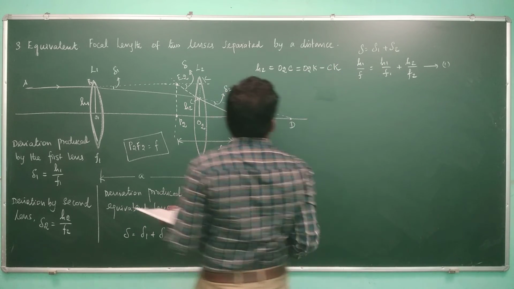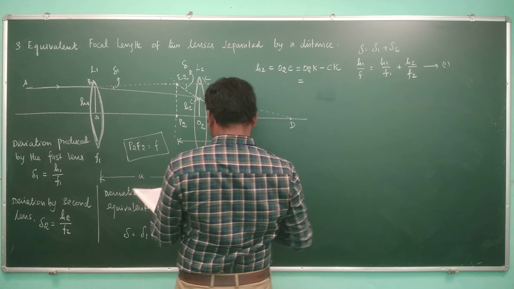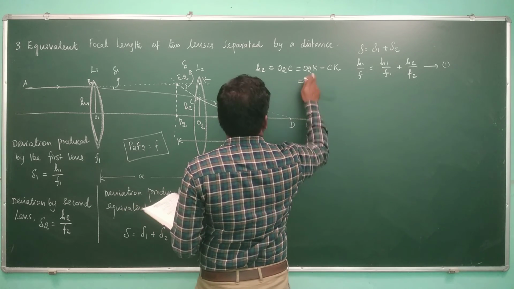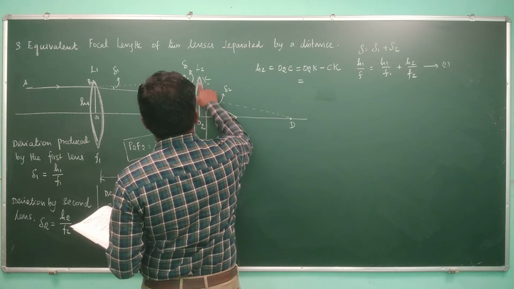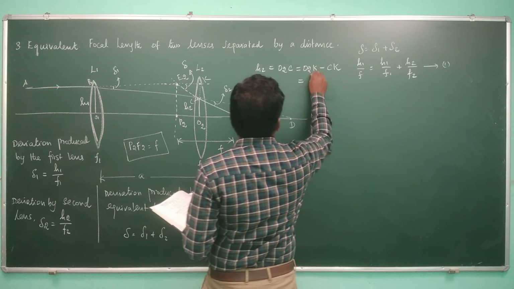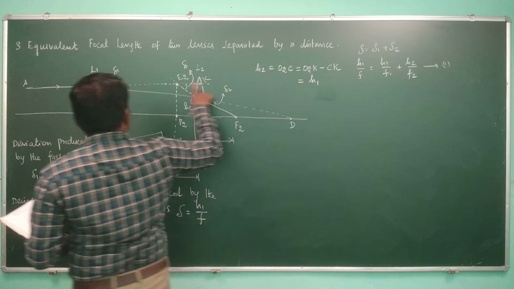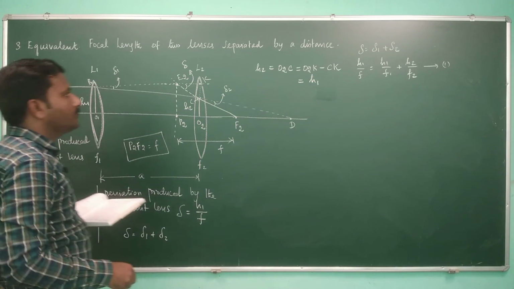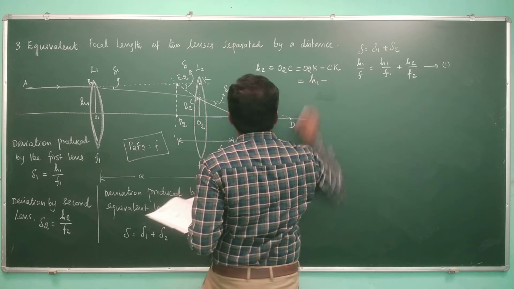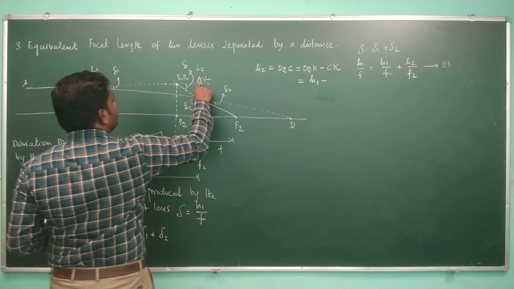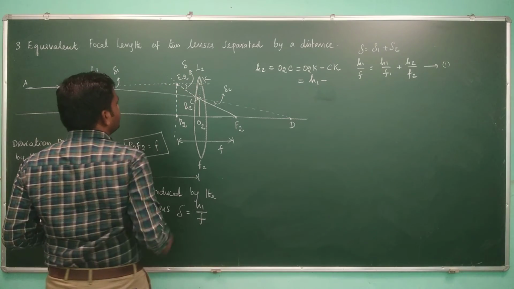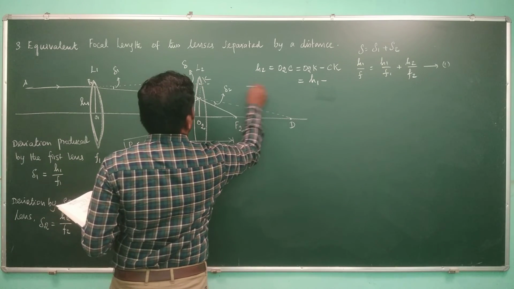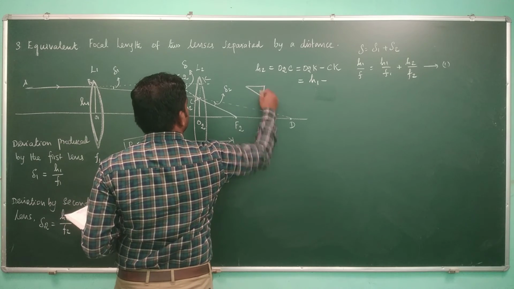Minus ck. So O2k, this side from this point to this point, O2k is nothing but H1, right? This is parallel to H1. O2k is H1 minus ck. Ck is this side. What is that? You can have a triangle here, right?